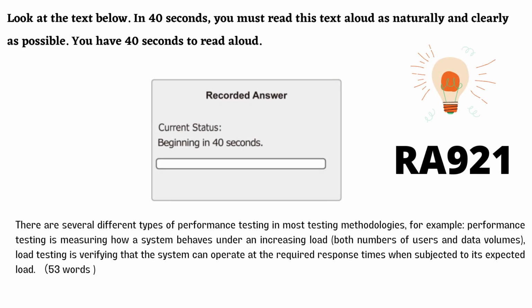There are several different types of performance testing in most testing methodologies. For example, performance testing is measuring how a system behaves under an increasing load, both numbers of users and data volumes. Load testing is verifying that the system can operate at the required response times when subjected to its expected load.